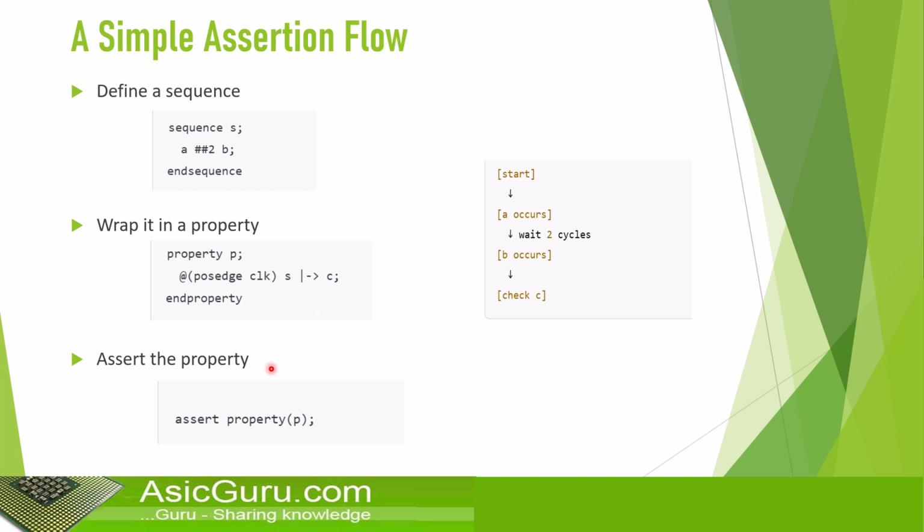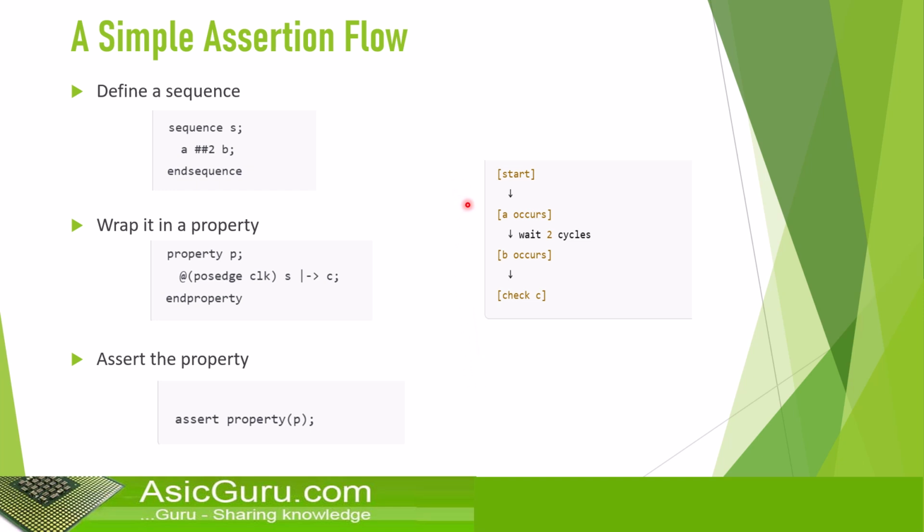Finally, we use the assert keyword to assert the property. This will trigger a failure if the condition mentioned inside this property P doesn't hold. So this diagram also explains it.